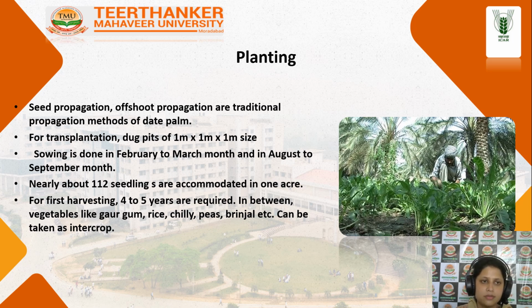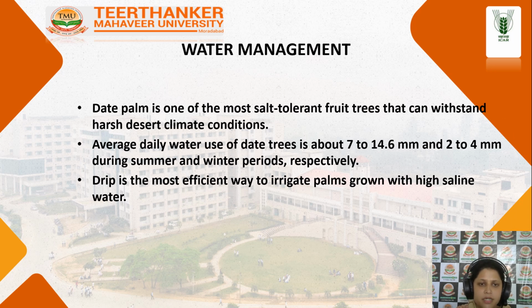Now water management. Date palm is one of the most salt-tolerant fruit trees that can withstand harsh desert climate conditions. Average daily water use of date trees is about 7 to 14.6 millimeter in summer and 2 to 4 millimeter in winter respectively. Drip is the most efficient way to irrigate palm grown with high saline water.